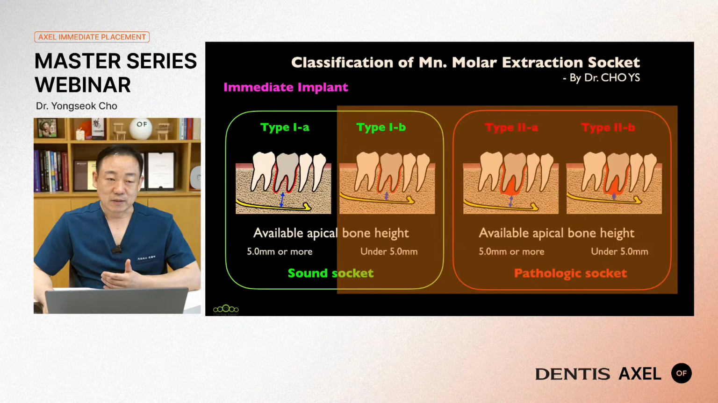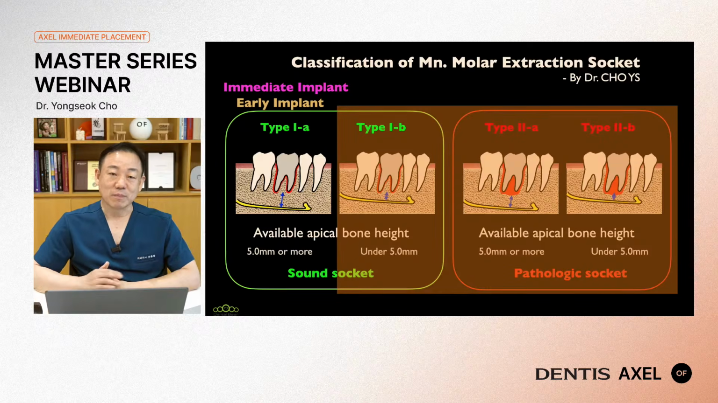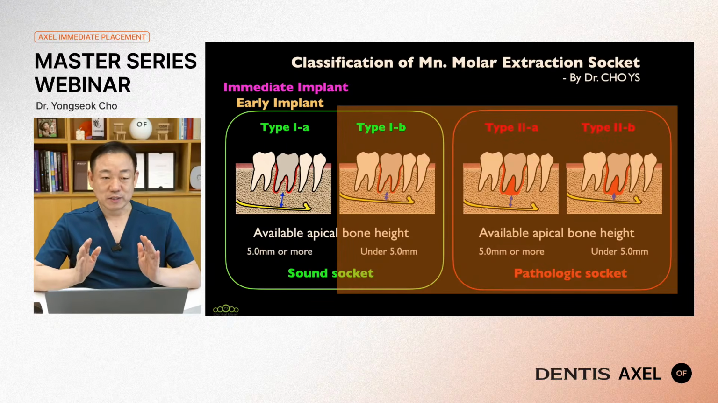In my current concept, I perform early implant placement only in very limited situations. Except for Type 1 extraction socket, it is better to do delayed or late implant surgery. That means early implant indication is the same as immediate implant. So it is a very limited situation.